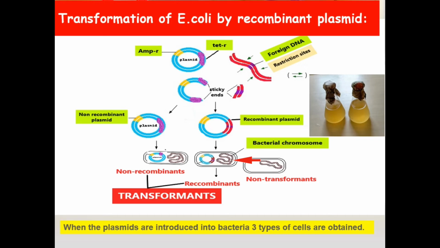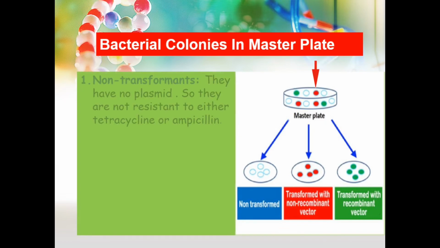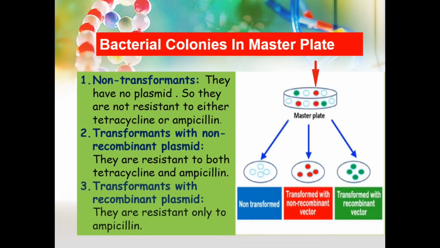Let's see. From the liquid bacterial culture, we transfer the bacteria onto a petri dish in which agar gel, a nutrient medium in the form of gel, is present. So we transfer the colony. In the colonies there are three types of bacterial cells present. This one, the blue one, you can see, are the non-transformants. They have no plasmid. So they are not resistant either to tetracycline or ampicillin, because they have no plasmid, so both antibiotics can kill them.